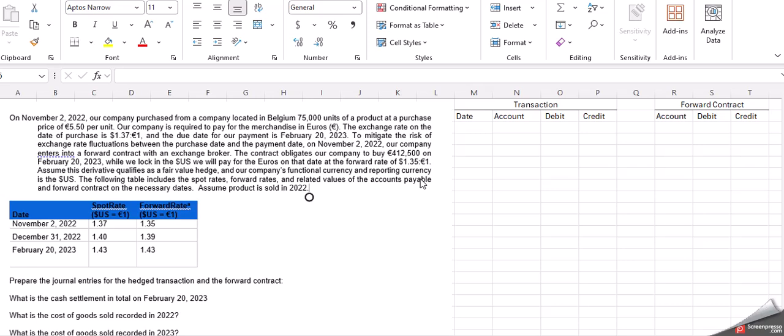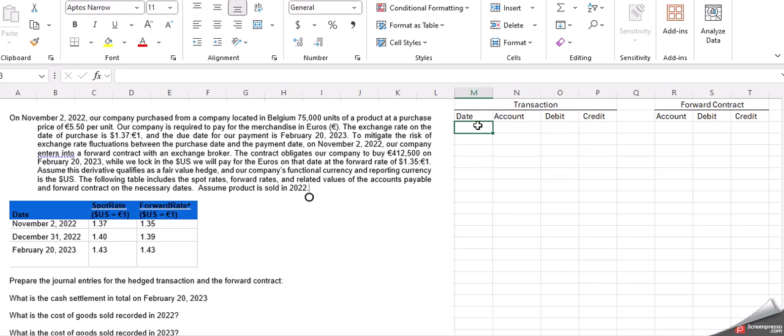And assume it's a fair value hedge. Its functional currency and reporting currency is the US dollar. They give us the spot rates on the necessary dates down below, and then assume that all of the product is then sold out in 2022. So the first thing they'd like us to do is prepare our journal entries.